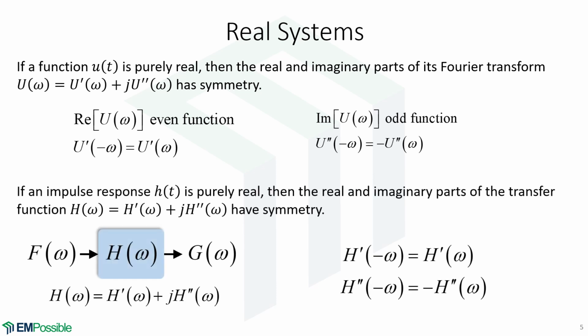Now, if this function is an impulse response, that implies that our transfer function has these same symmetry properties. That means the real part will have even symmetry and the imaginary part will have odd symmetry. And I'm summarizing those symmetry conditions here. And we will use those later when we derive the Kramers-Kronig relations.